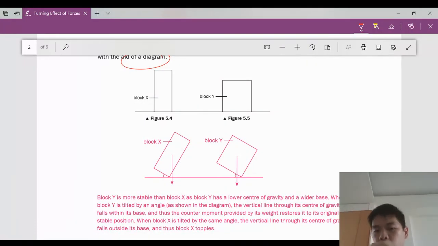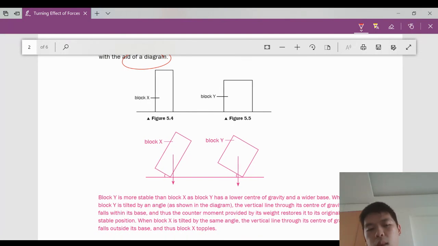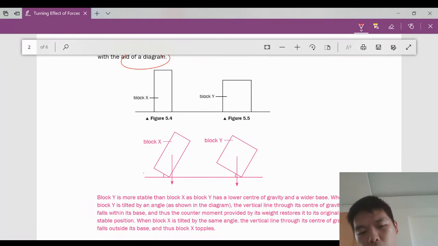From what we see, we can know immediately that block Y is much more stable because it has a wider base area. It is lower in terms of its height, also means its center of gravity is lower. So all of these points make it more stable. But we have to draw. So what do we draw? We draw two objects and it is tilted at the same angle. So let's give the angle maybe at about, I don't know, 30 degrees. So both at the same angle. What is the result? Block Y is more stable than block X. Why? Because it has lower center of gravity and it has a wider base.